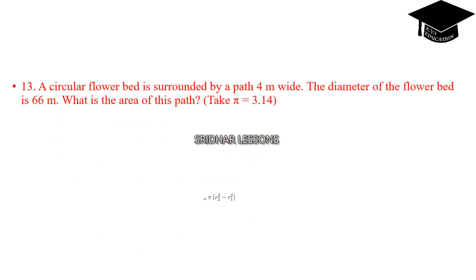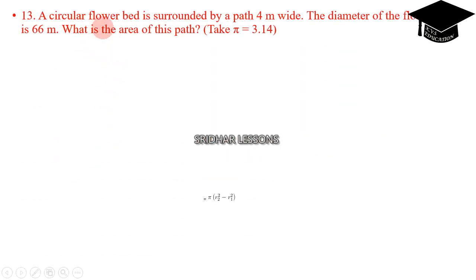Next, a circular flower bed is surrounded by a path of 4 meters wide. The diameter of the flower bed is 66 meters. What is the area of this path? Take pi value as 3.14.